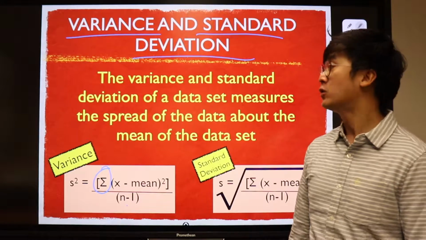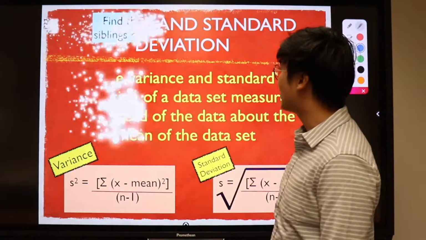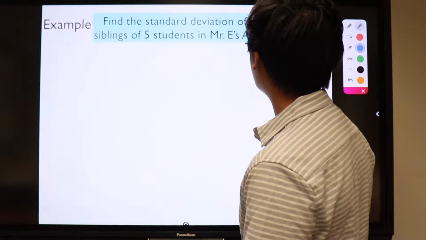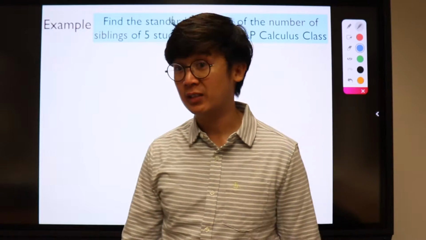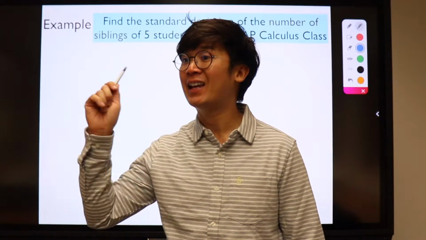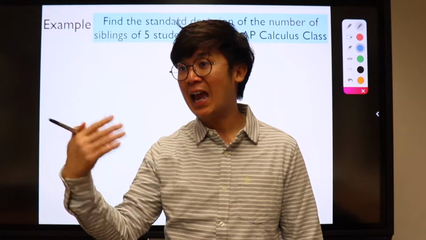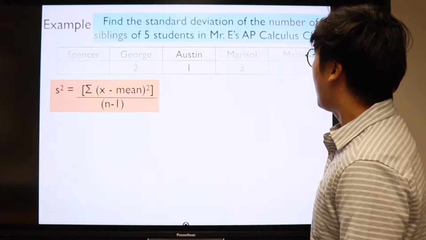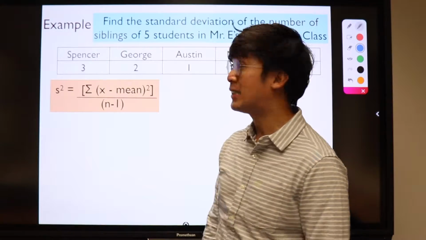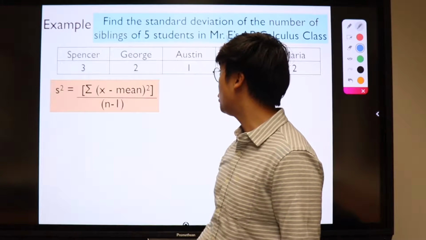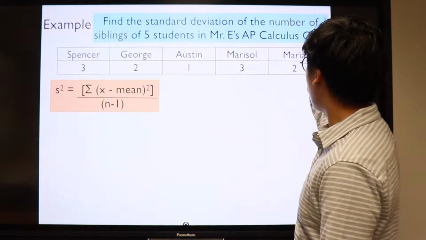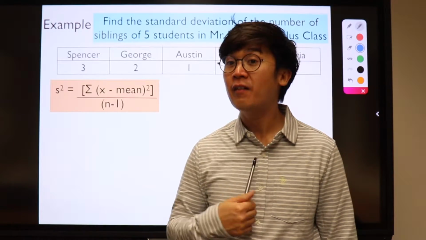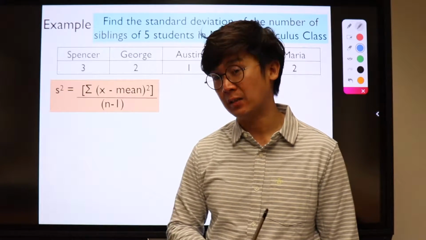So let's dive into the formula by applying it to this word problem. Let's say I'm trying to find the standard deviation of the number of siblings of my 5 students. So I had 5 students in a class, and I interviewed them and took a survey. I asked them how many siblings they have. In this particular case, Spencer had 3 siblings, George has 2, Austin has 1, Marisol has 3, and Maria has 2 siblings. And I want to see the standard deviation of the number of siblings in my 5 students.